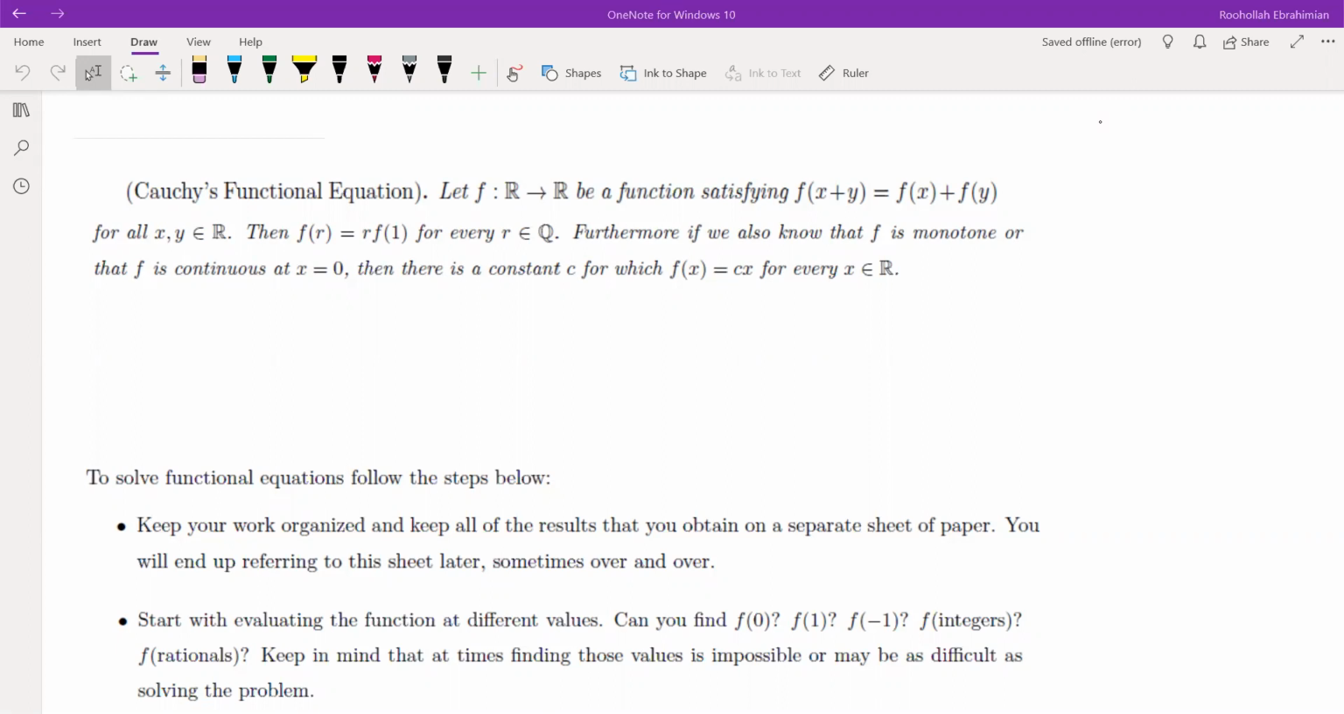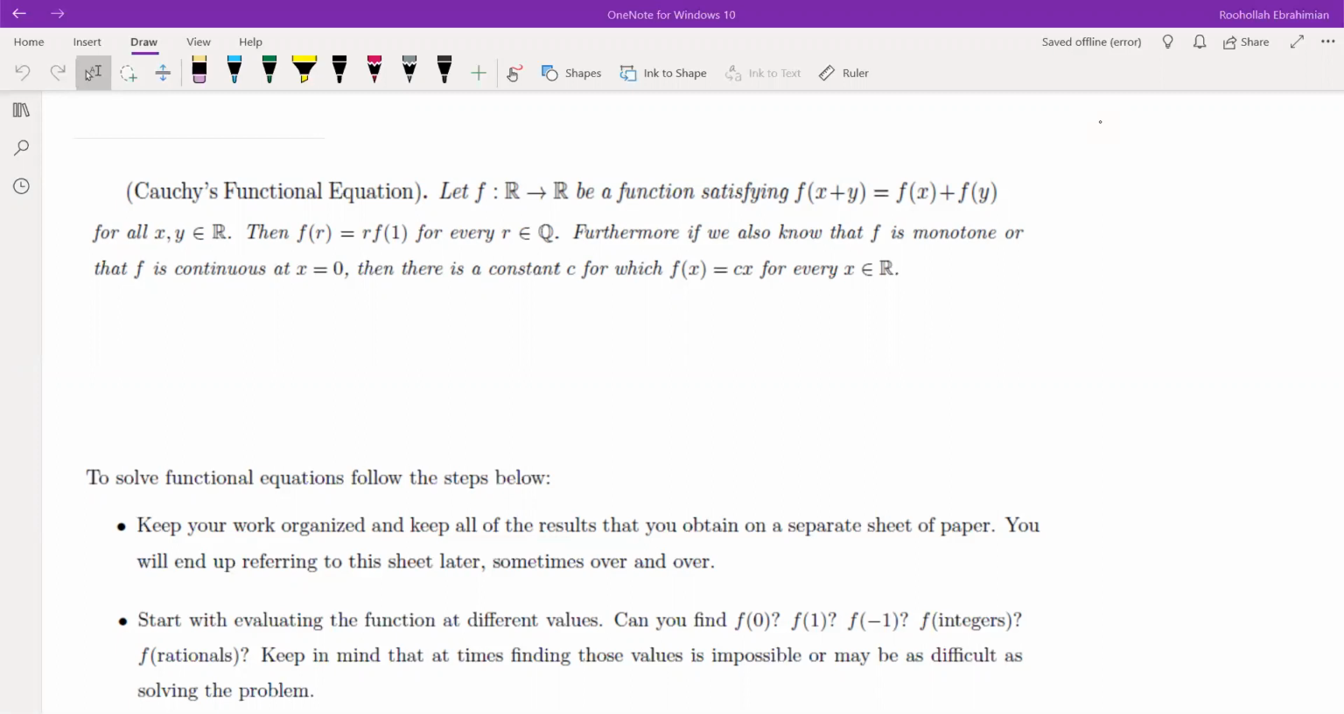A very common, very well-known one is Cauchy's functional equation. It's a function from R to R that preserves addition. In other words, f of x plus y is equal to f of x plus f of y. And it is not very difficult to see that for every positive integer n, f of n equals n f of 1. And that would be done by induction.